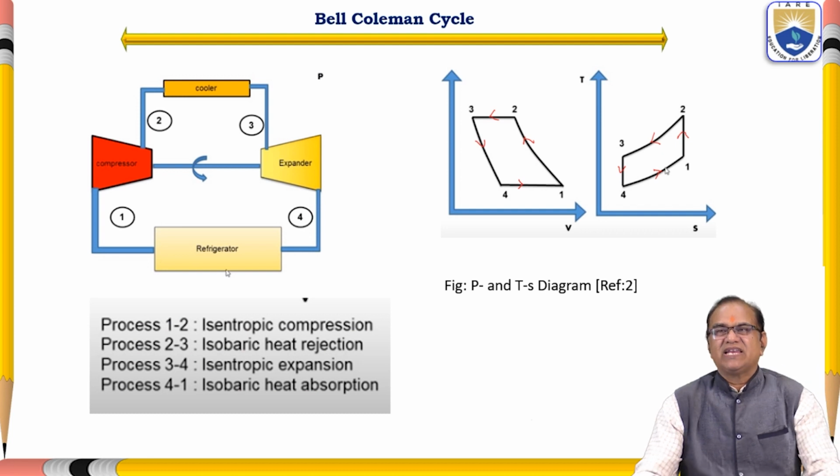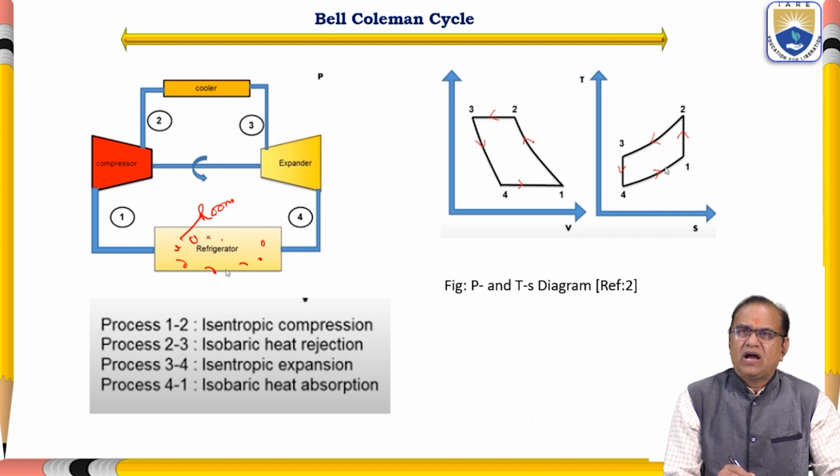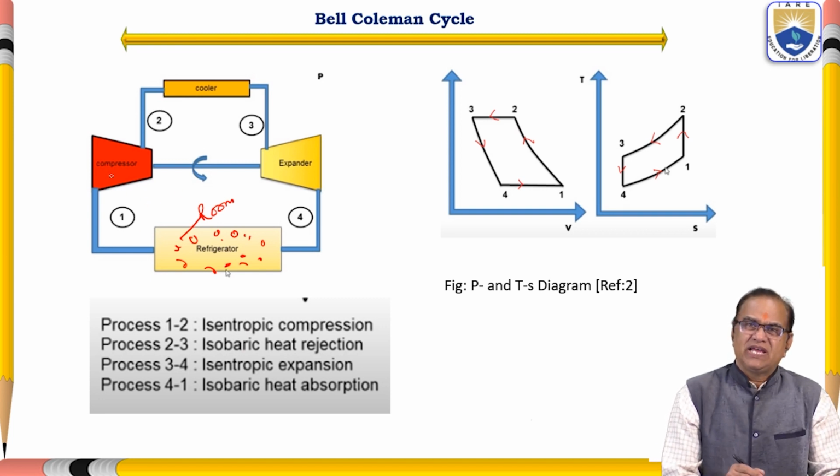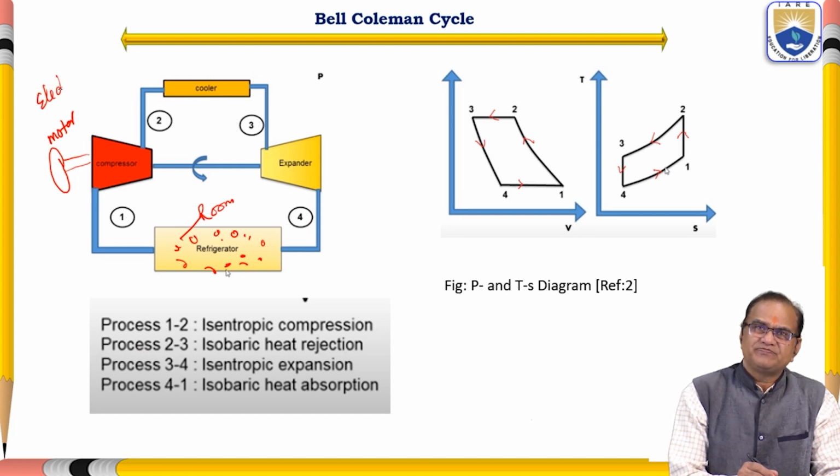Now I will discuss again the Bell Coleman cycle. Here if you see, starting from point 1, here is a refrigerator. Here we put the vegetables, all eatable items. Assume this is the room also. If you want to cool the room, or you can put some cooling items here. Every refrigerator will have one compressor. Here we will have one motor. This is the motor. This motor is operated by electric power.